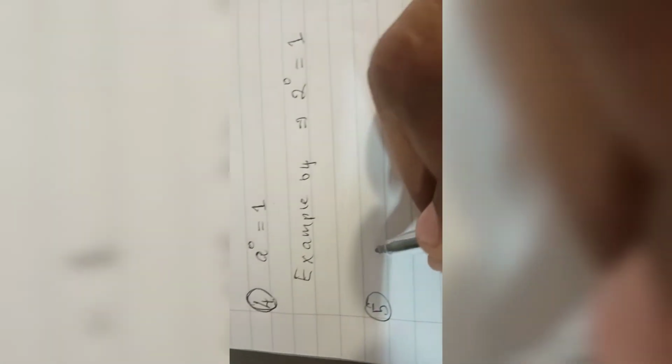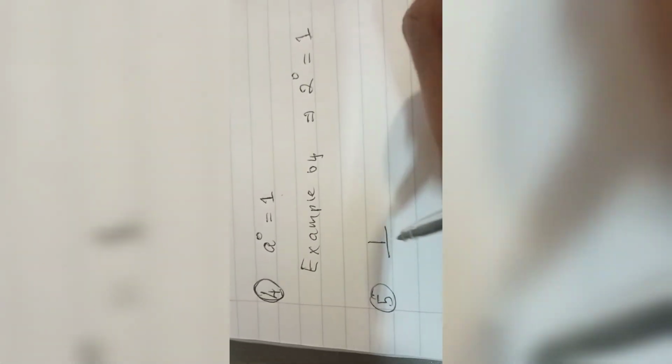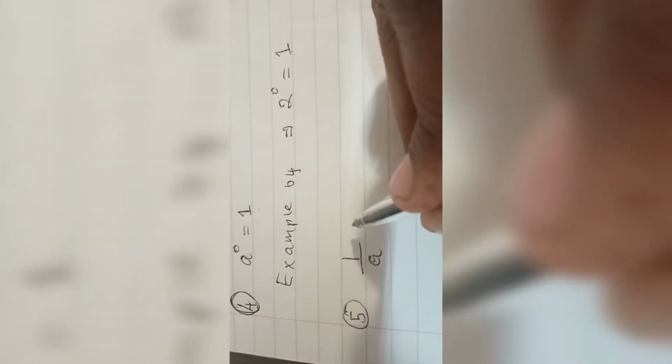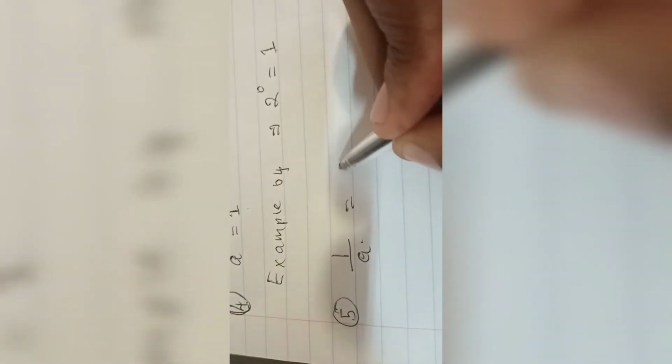Now here let's have law number 5. So let's have 1 over a. There is another way to express this in the form of an exponent. This is going to be equal to a to the power of negative 1.